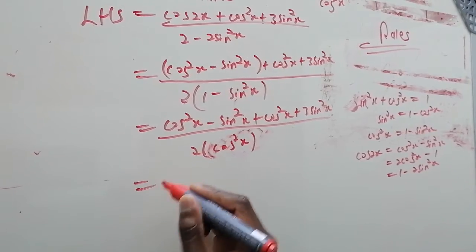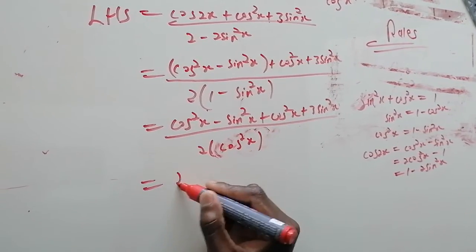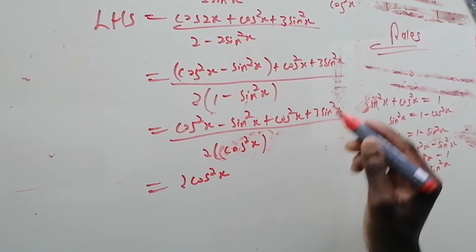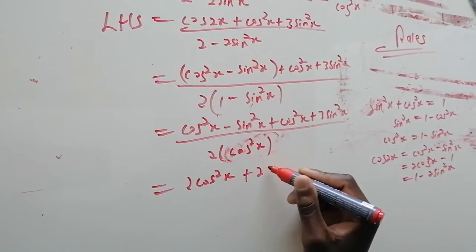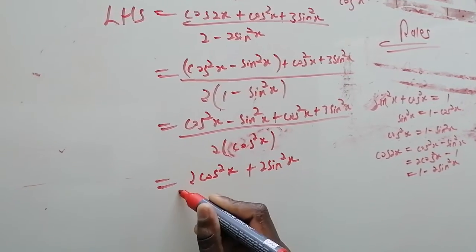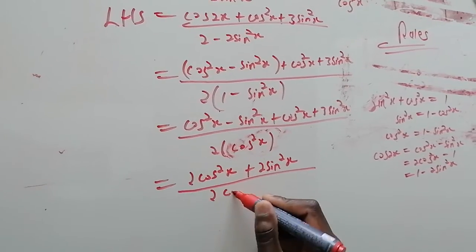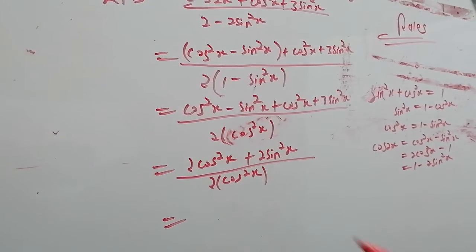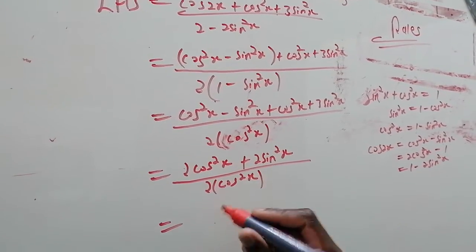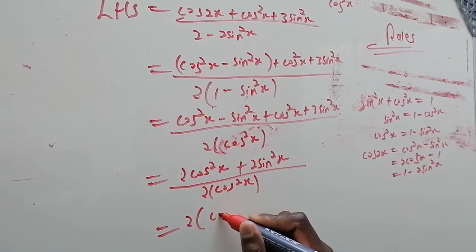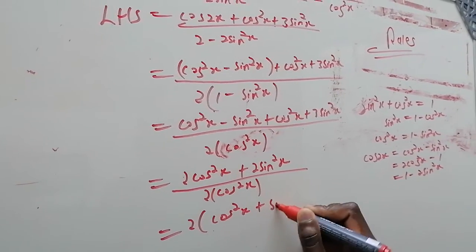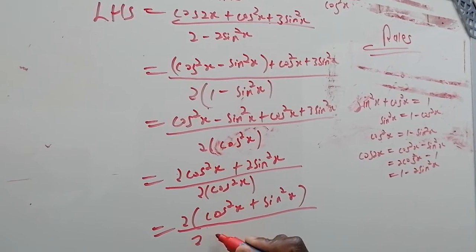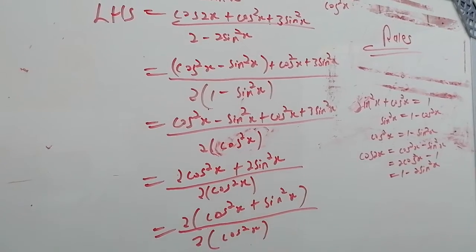So let me continue. Cos squared x plus cos squared x will be equal to 2 cos squared x, and minus sine squared x plus 3 sine squared x will be equal to positive 2 sine squared x all over 2 cos squared x. Again, we have a common factor here, which is 2. Let's take out this common factor. 2 into cos squared x plus sine squared x all over 2 into cos squared x.